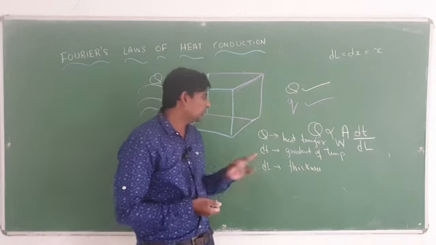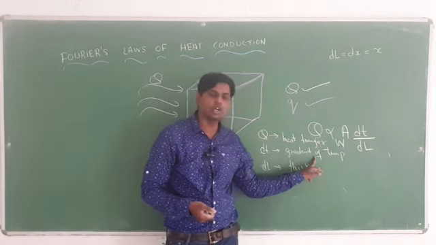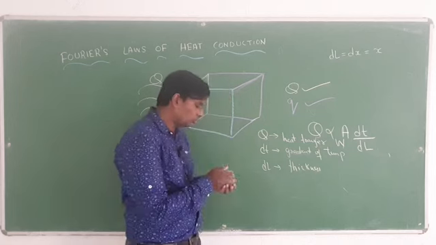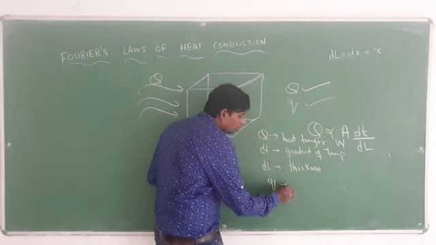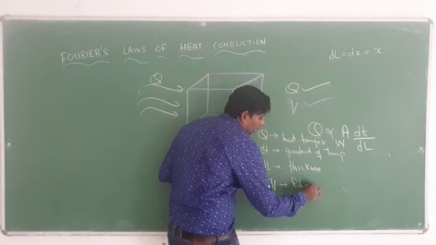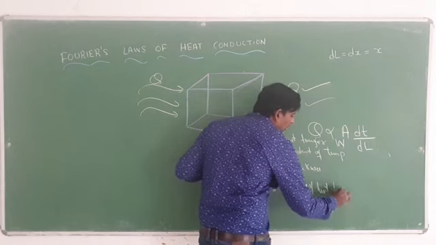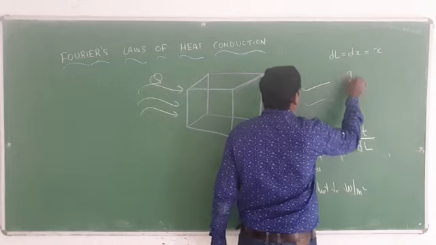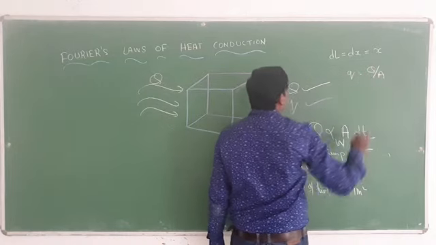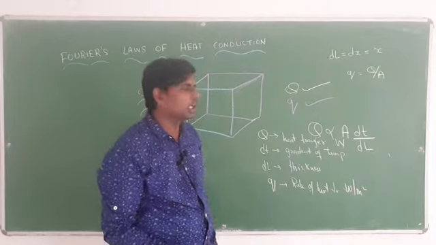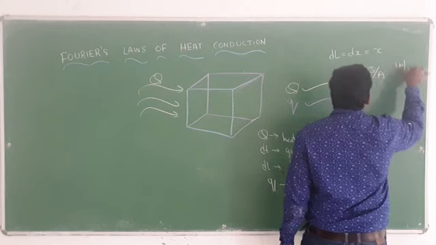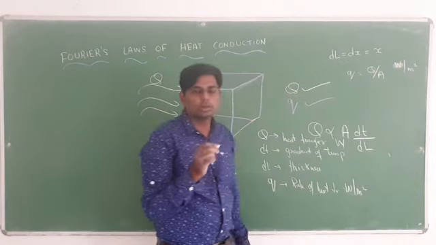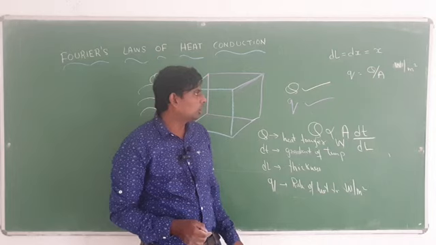You have to remember that Q is equal to heat transfer, dT stands for gradient of temperature, and dL stands for thickness. Small q is also there. Small q is known as rate of heat transfer. The unit is watt per meter square, because small q is equal to capital Q by area. So here you can write W by meter square, where W stands for watt. You have to remember this one.